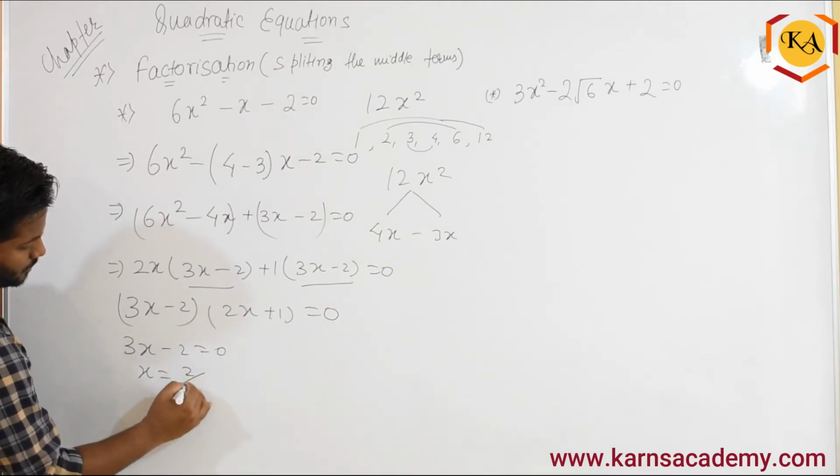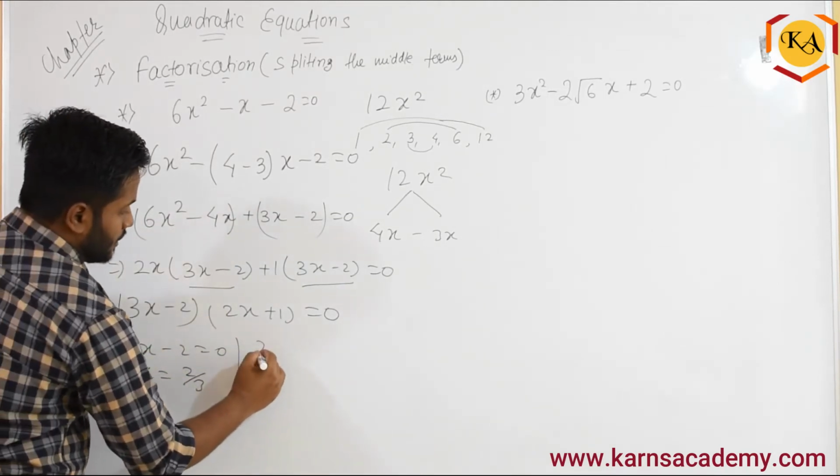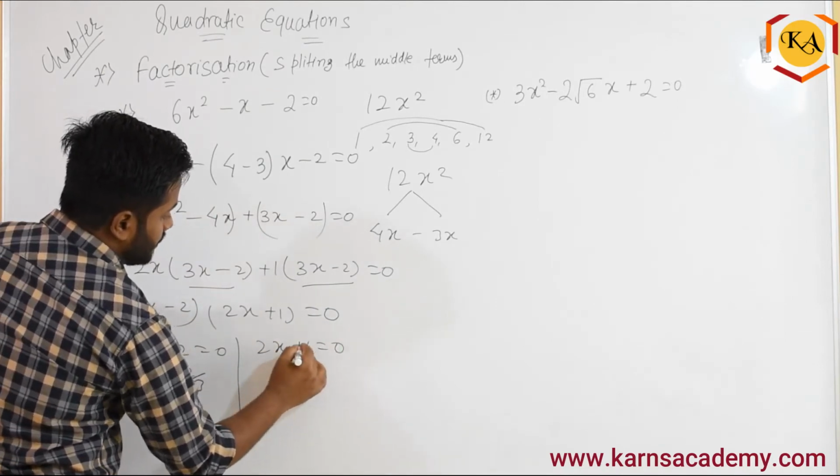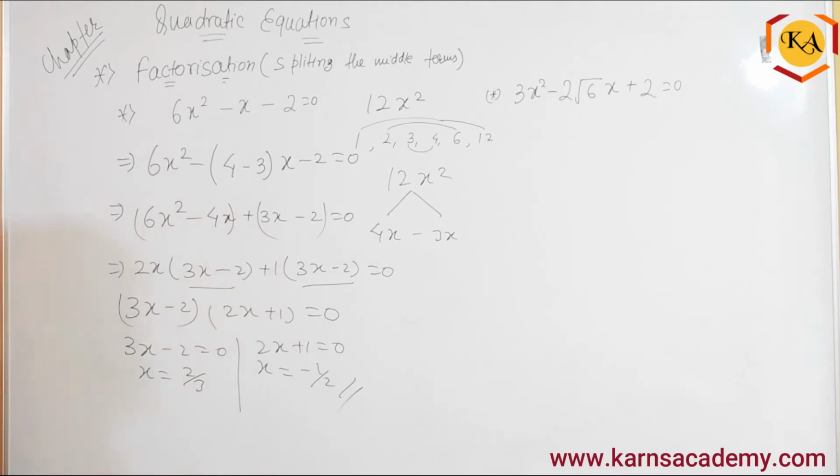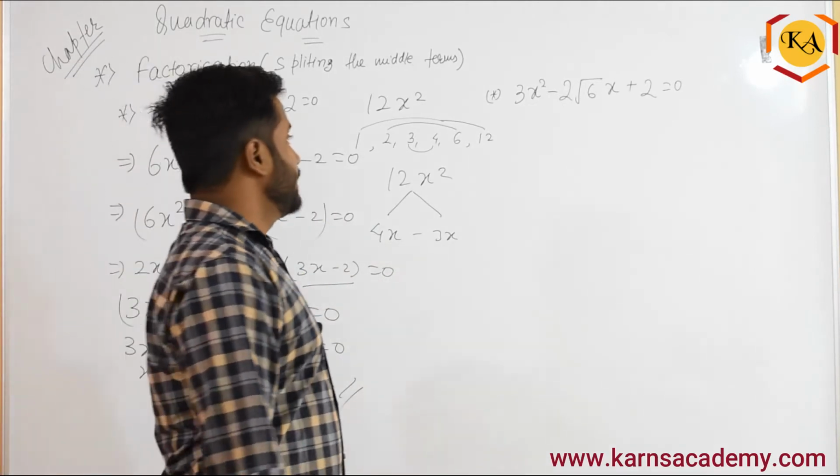So x equal to 2 by 3, first root. Similarly, 2x plus 1 equal to 0. So x equal to minus 1 by 2. It is the second root. Right? Make a note of it. Then we'll move on to the next question.